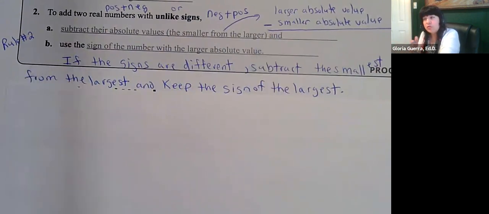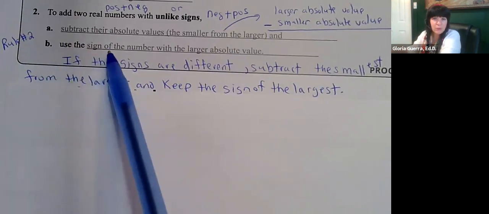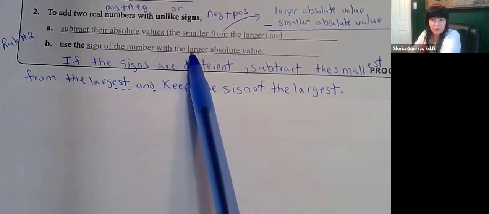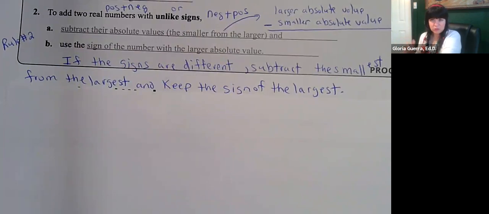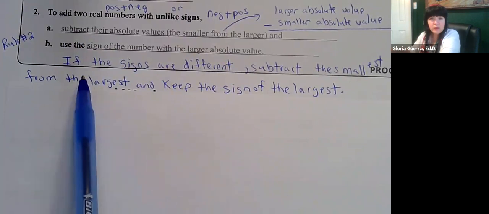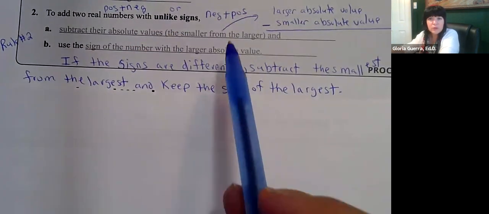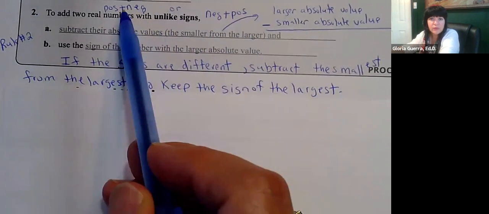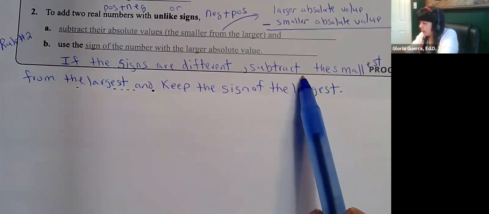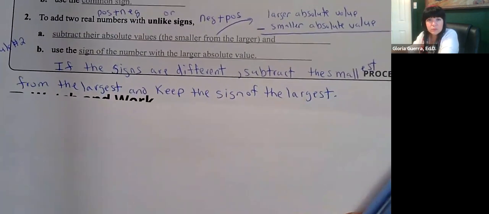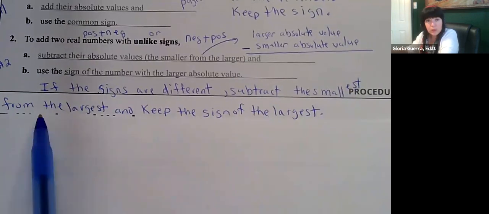And then, you know, you're adding two numbers of different signs and you've got to decide, okay, what's my answer going to be? Is it going to be positive or is it going to be negative? So the way you decide is you're supposed to use the sign of the number that has the larger absolute value, the one that's got the bigger distance from zero on a number line. That's how you decide which sign to honor, the positive or the negative. So another way of saying that is this: if the signs are different, you're supposed to subtract the smallest from the largest.